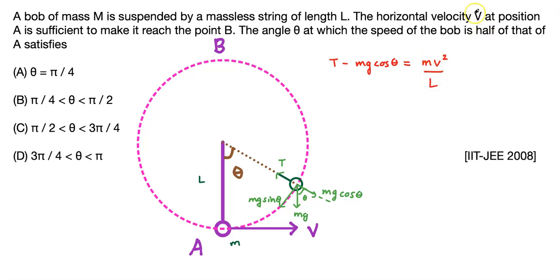And remember, based on the notation used in this problem, v was the speed at point A. So let's use a different notation for the speed at this point. So let's call this a general point O, and so this is speed VO. Okay, V is the speed at point A, and that's given in the problem. So this is one equation. How else can we characterize the motion of this bob?